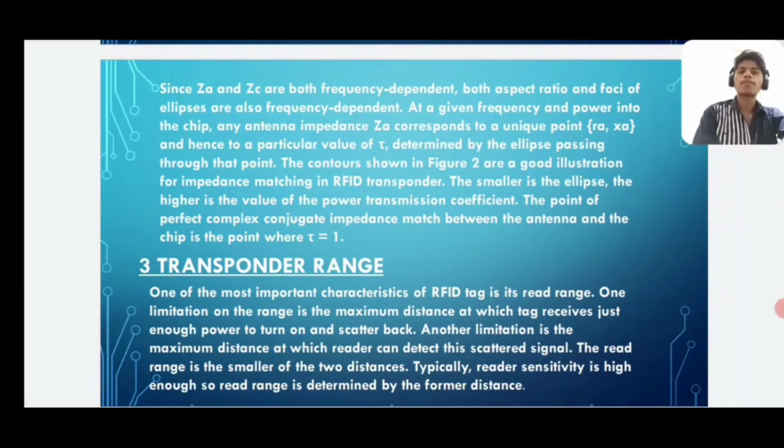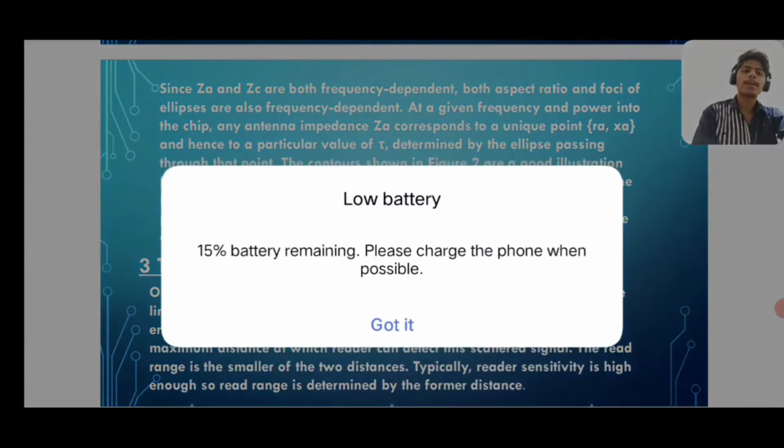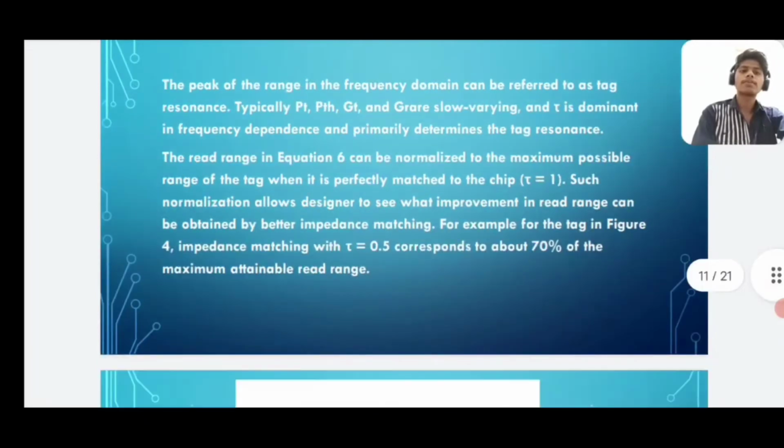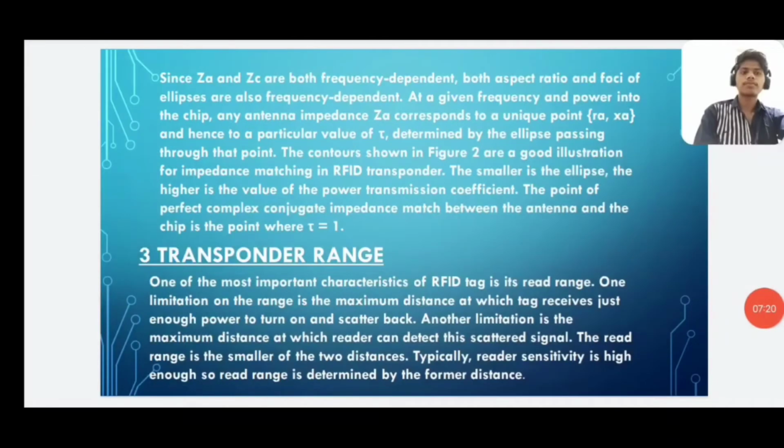The point of perfect complex conjugate impedance match between the antenna and the chip is the point where T is equal to 1. Transponder range.